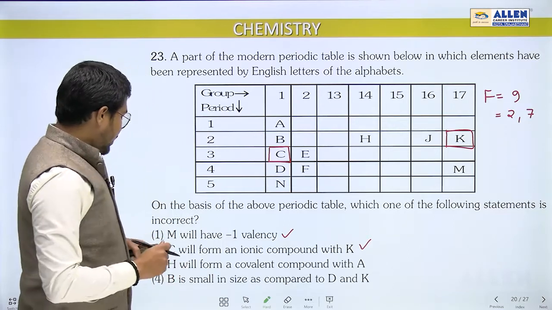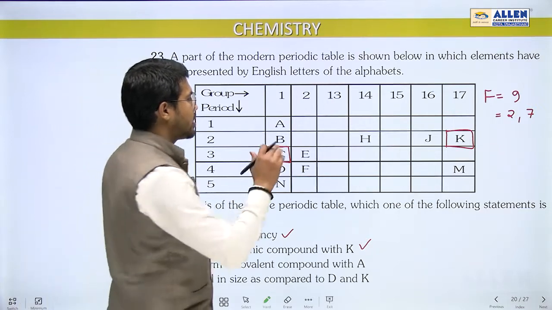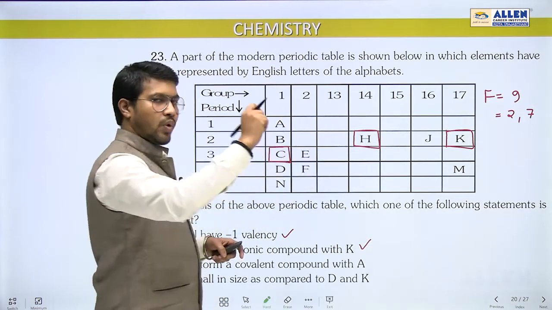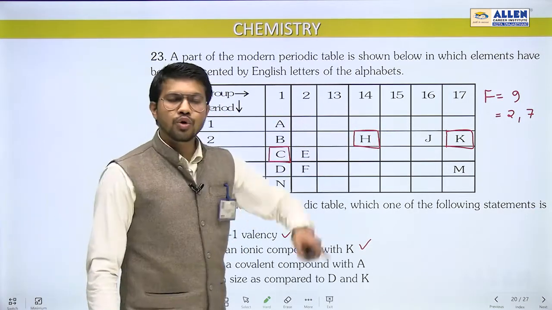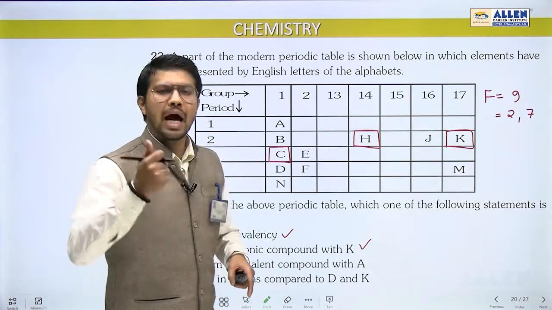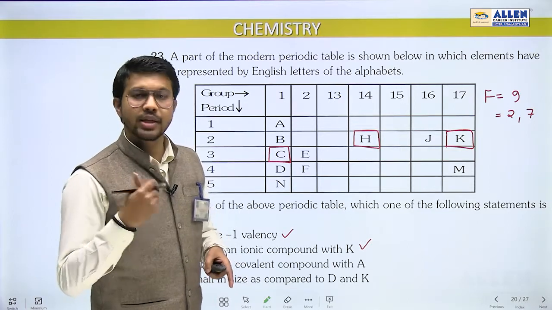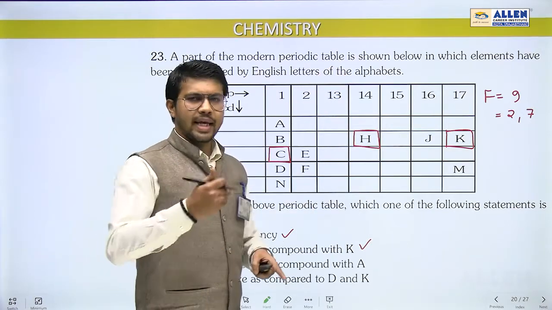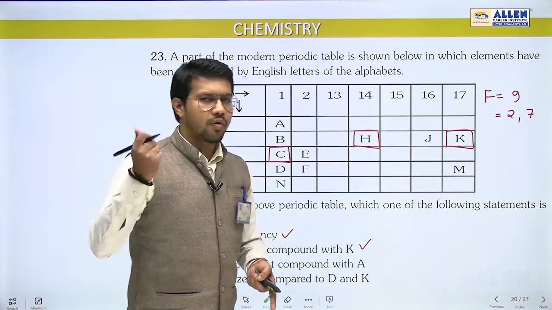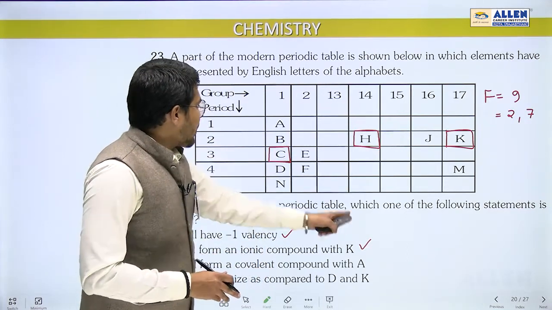Now moving on to our third one, H will form a covalent compound with A. H is where? See, H is actually present in 14th group. So what is the valency for 14th group elements? It is 4. For example, carbon contains 4 valence electrons in its valence shell. I am just taking carbon as an example. Other elements, obviously, will also contain 4 valence electrons.